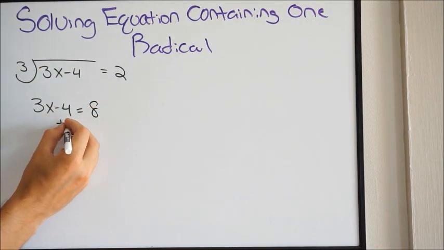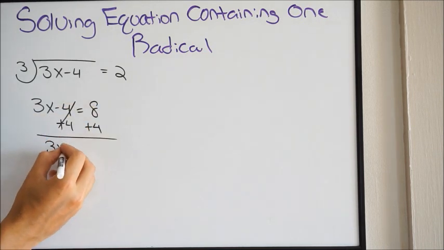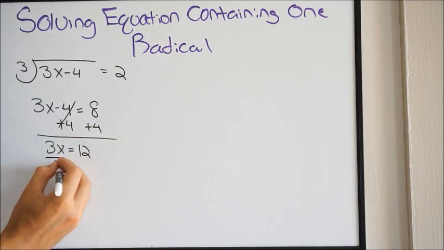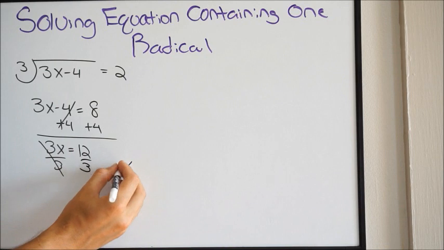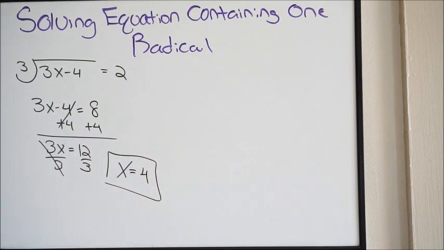Well, let's add 4 now on both sides. Okay, we're left with 3x equals 8 plus 4, which is 12, right? Simply divide by 3 now. So we get x equals 4. So that is going to be our final answer there. Okay, and that's how you go about solving equations containing one radical.